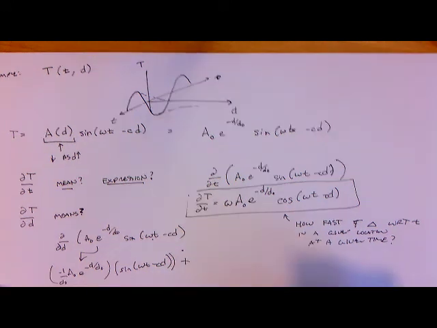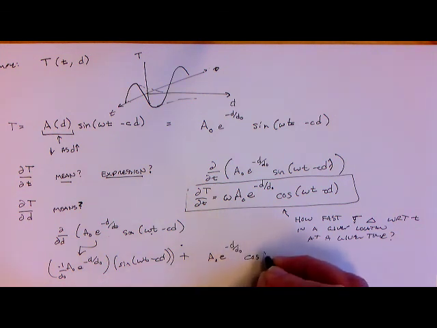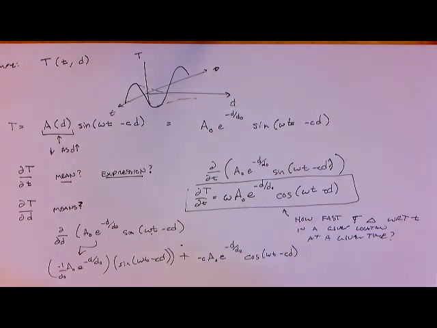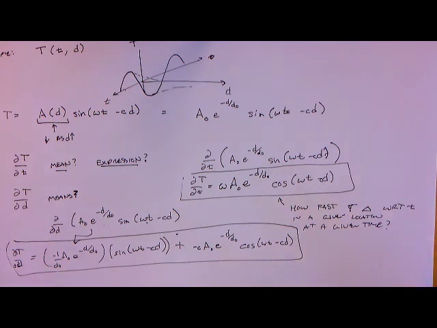And our second term from product rule will give us a naught times e to the minus d over d naught times cosine of omega t minus c times d times negative c. Okay, so there's what our partial of the temperature with respect to depth is. It's kind of ugly, but it tells us how strongly the temperature depends on depth. In other words, what's the sensitivity of temperature to depth at a given depth and at a given time of the year.